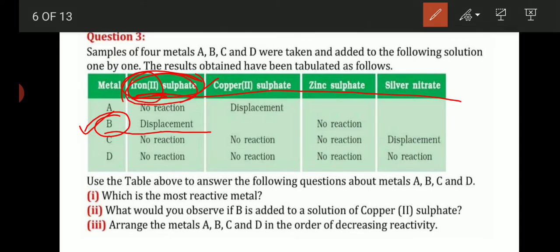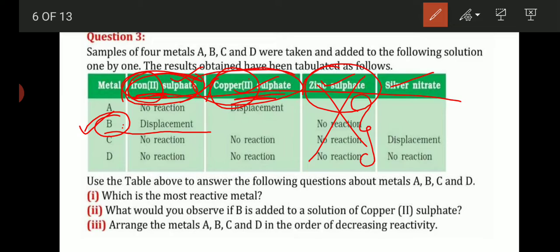Why is iron the most reactive? Because it is highly reactive compared to copper and silver. Zinc is actually a highly reactive metal, but in zinc sulfate no reaction occurs, so you can ignore this column. Okay. So B is the most reactive metal. That is the first answer. And what would you observe if B is added to a solution of copper sulfate? If B is added to copper sulfate, then B displaces copper from copper sulfate because B is stronger than copper.